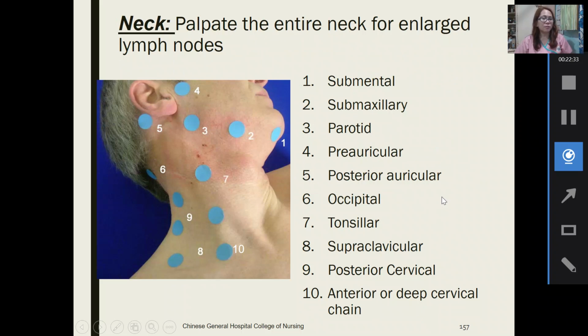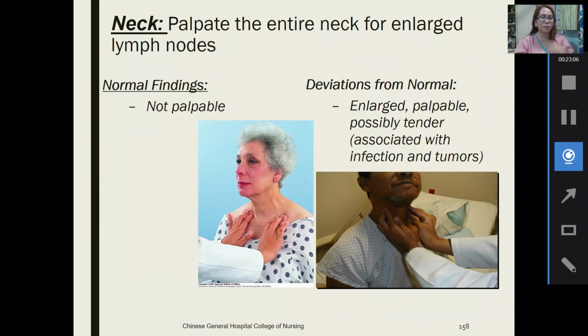Okay, you need to memorize the following nodes, no? Location: submental, submaxillary, parotid, preauricular, posterior auricular, tapos papunta dito. So, kakapain nyo yan: occipital, tonsillar, supraclavicular, posterior cervical, and the deep anterior cervical dito sa malapit. Okay? So, nasa aking demo rin yan.